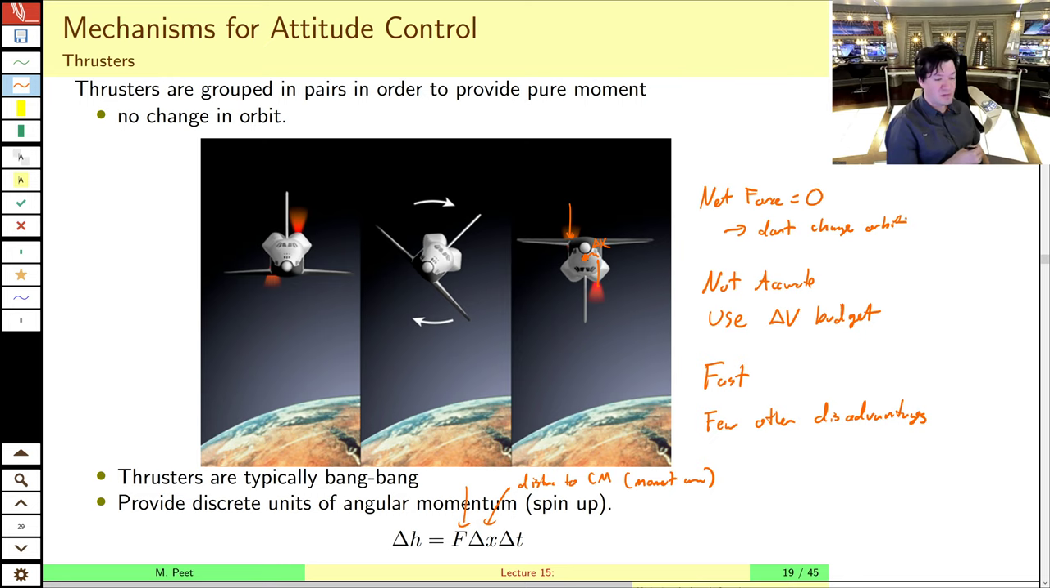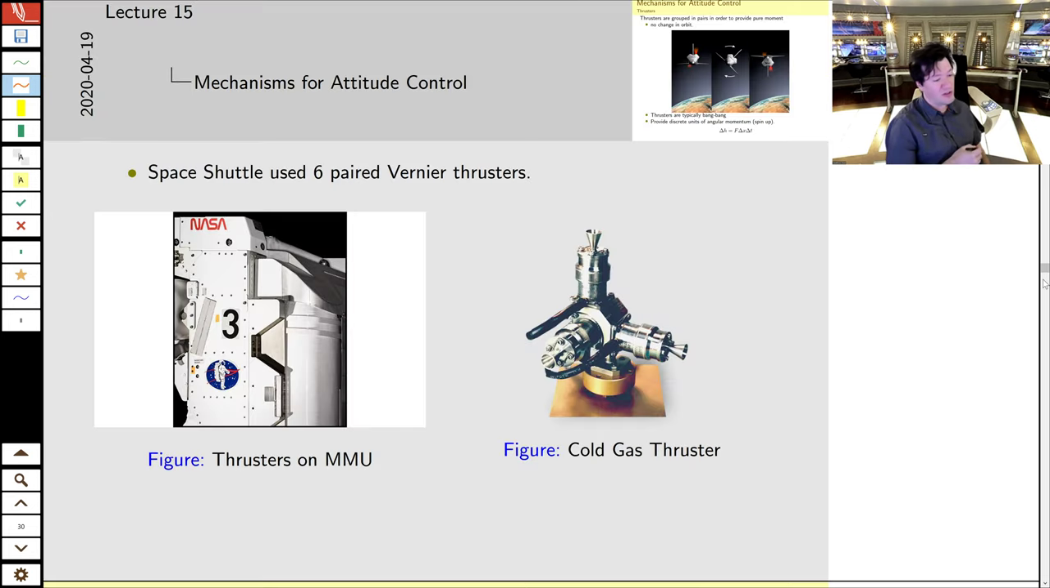Relatively straightforward. So again, we're not going to spend a whole lot of time talking about them, although they're definitely important for, say, if you're tumbling, it's much easier to handle, and if you need to make rapid changes in orientation, they generally can provide very high torque. Right? Here's just a couple examples.